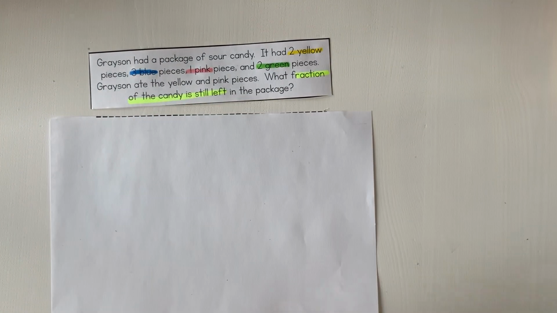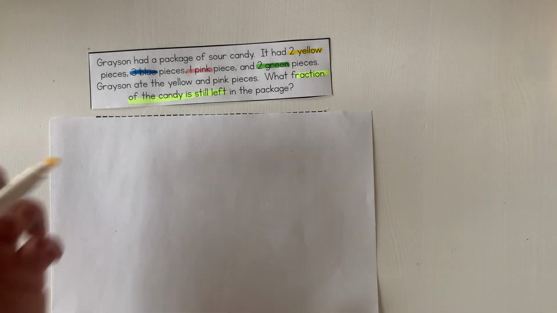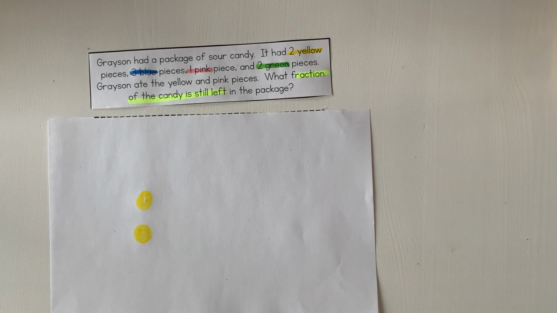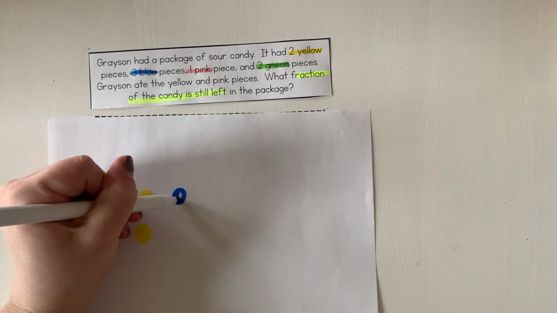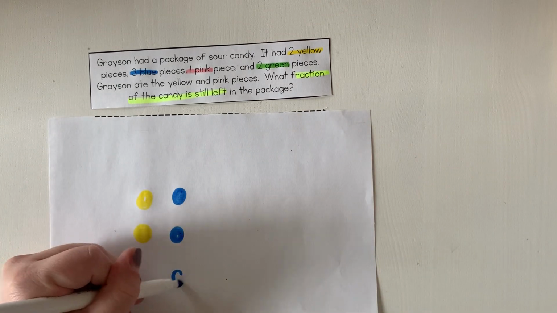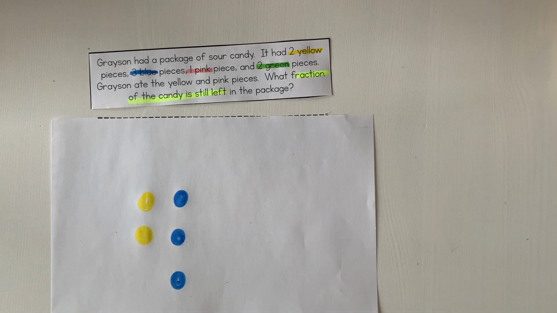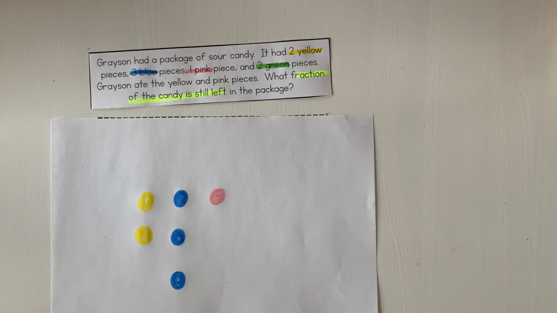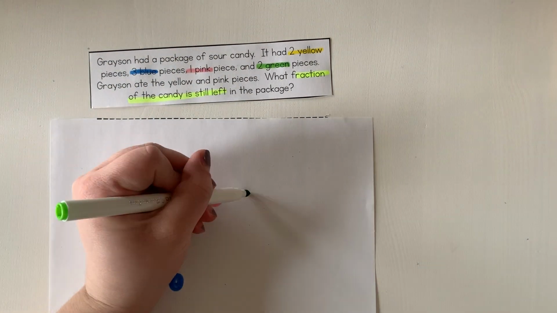So first I'm going to draw all the candy. I'm going to draw a circle for each piece. So there's 2 yellow pieces. Three blue pieces. One pink piece. And two green pieces.